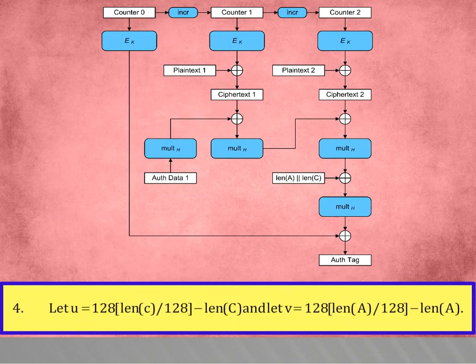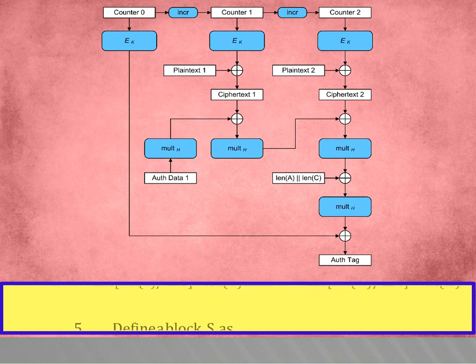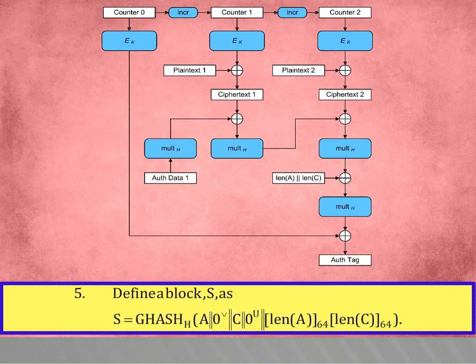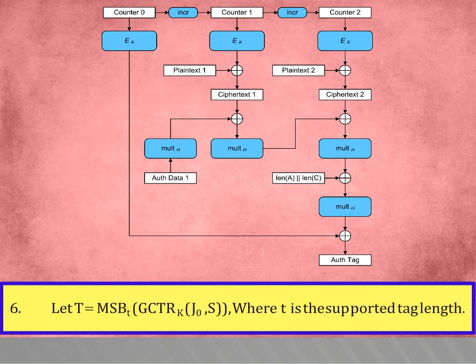Let u be equal to 128 times the ceiling of len c divided by 128, minus len c, and let v be equal to 128 times the ceiling of len a by 128, minus len a. Define a block s as s equal to g hash h of a concatenated with 0 power v concatenated with c concatenated with 0 power u concatenated with len a 64 concatenated with len c 64. Let t be equal to msb t of gctr k of J0, s, where t is the supported tag length.